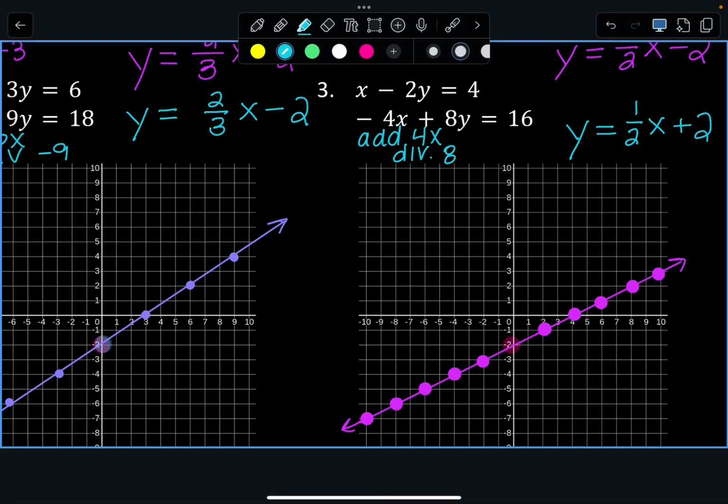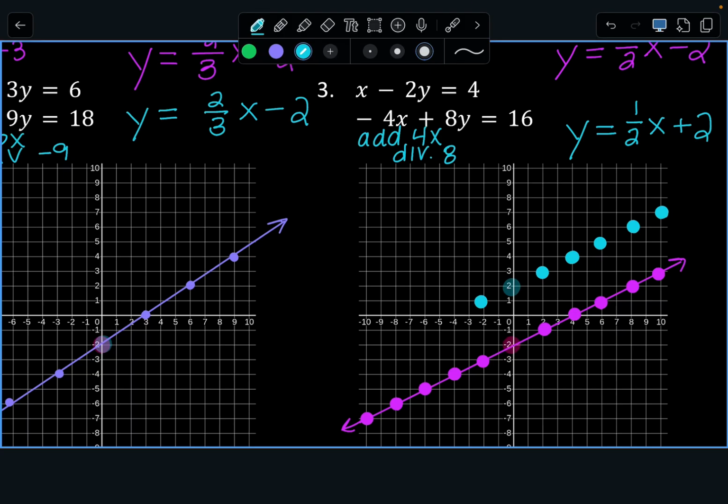For that blue one, where are we starting? We're starting at +2, so we're going to go up 2 and put a dot. Our slope is 1/2. What does that mean about these lines? They're parallel. They have the exact same slope, so that means they're never going to cross.